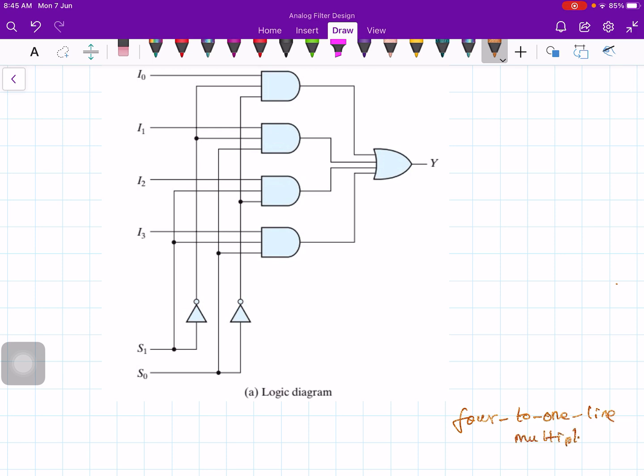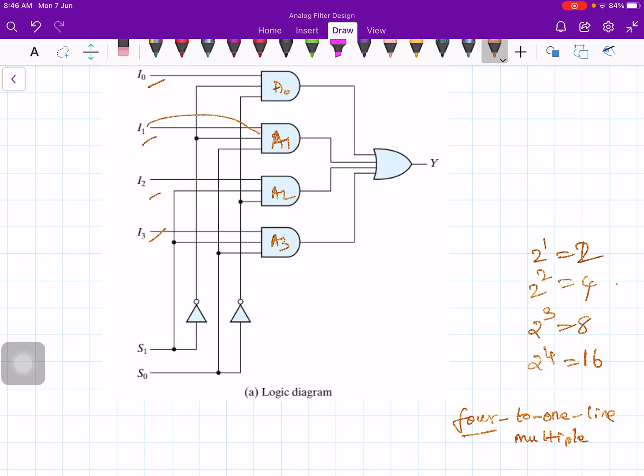Similarly you can construct an 8 to 1 line multiplexer, a 16 to 1 line multiplexer, like that. But the number of inputs should be 2 raised to the power n. So I can have 2 to the power 1, 2 inputs, 2 to the power 2, 4 inputs, 2 to the power 3, 8 inputs, 2 to the power 4, 16 inputs, and so on. Now each of the 4 inputs I0, I1, I2, I3 is applied to one input of an AND gate. Let me call these A0, A1, A2, A3. There are 4 AND gates. I0 is connected to A0, I1 is given to the input of the second AND gate, I2 to the third AND gate, I3 to the fourth AND gate.